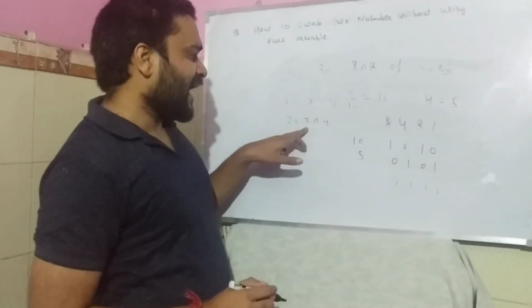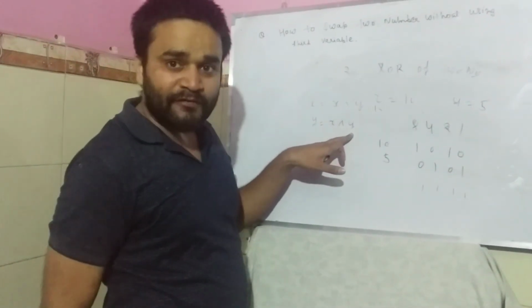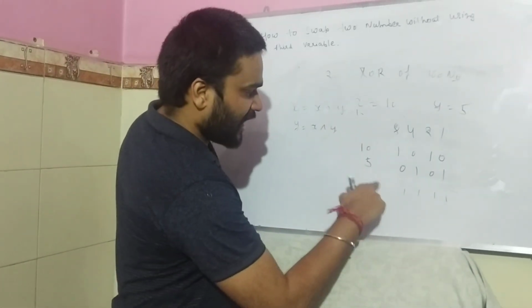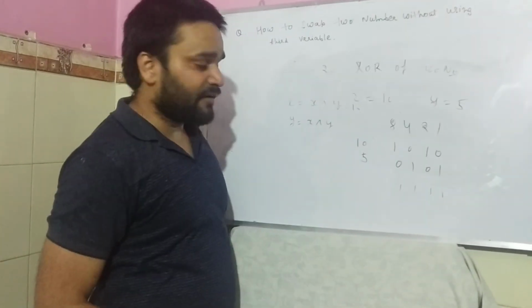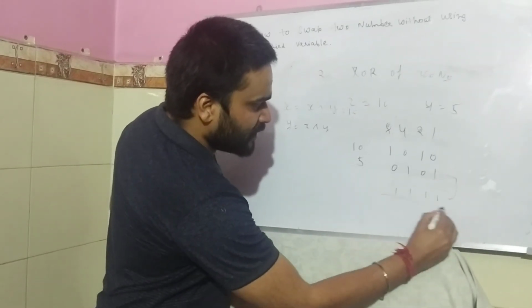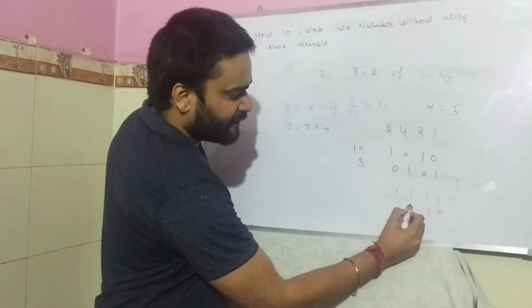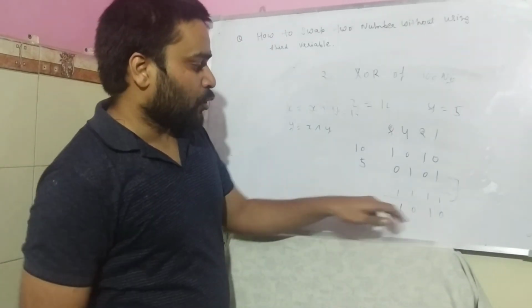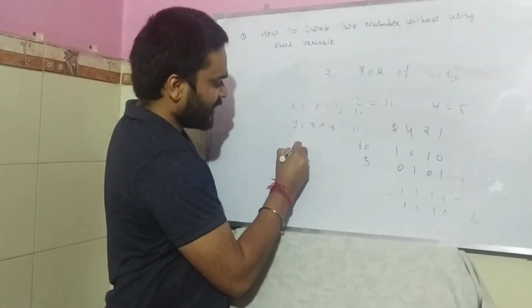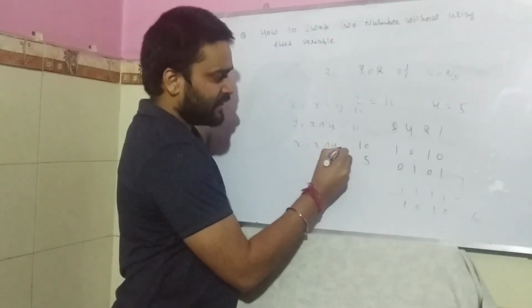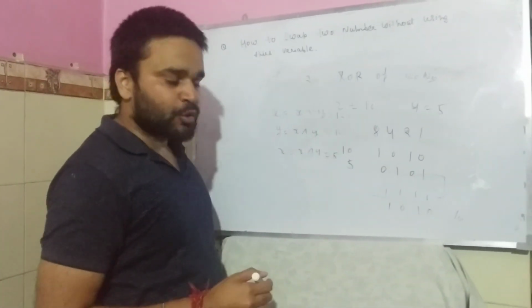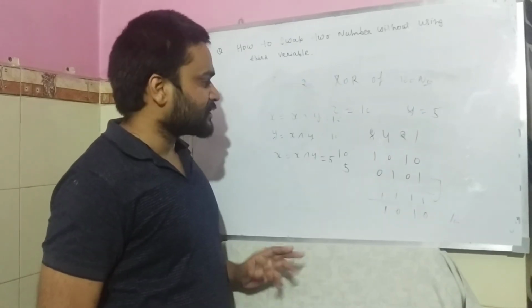So now my x is 15. 15 XOR with y. My y is 5, so we will do XOR of both these two. If same, then 0, otherwise 1. So this will become 10. So my y will become 10. Similarly, x equal to x XOR y, this will become 5. So in this way we can swap these two numbers with the help of the XOR operation also.